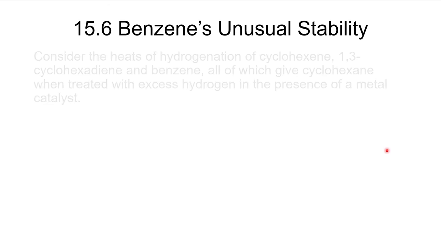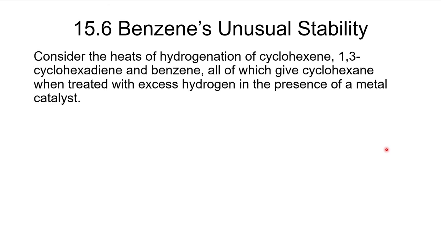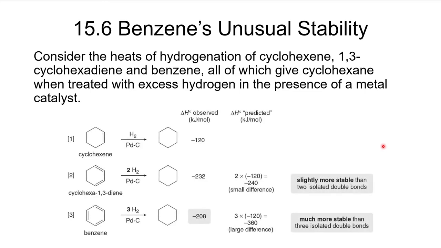So now we want to look at benzene's unusual stability. We're going to consider the heat of hydrogenation for cyclohexene and compare it with cyclohexadiene and finally benzene. All of these compounds give cyclohexane as a product. So this is a useful comparison to see how stable they are. When we hydrogenate it, the more stable the compound is, the lower the heat of hydrogenation.